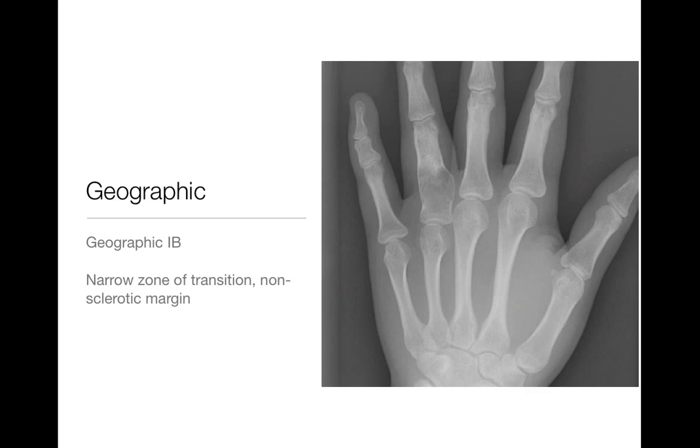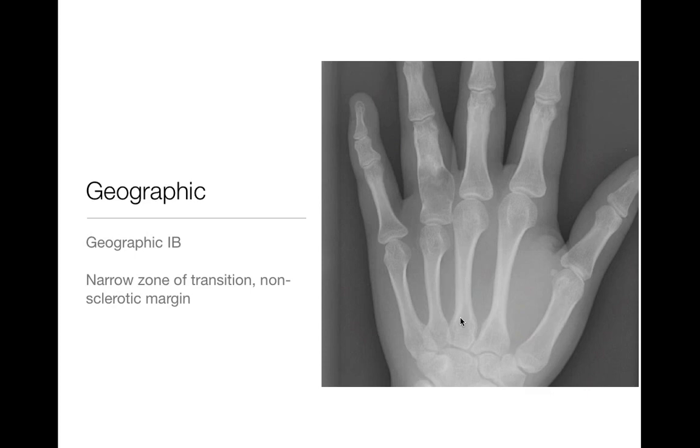So ones without a sclerotic margin, perhaps they're growing a little quicker. The bone around it doesn't have time to remodel as much. So geographic 1B lesions, narrow zone of transition, non-sclerotic margin. Again, most of these things are going to be benign conditions, benign lesions.